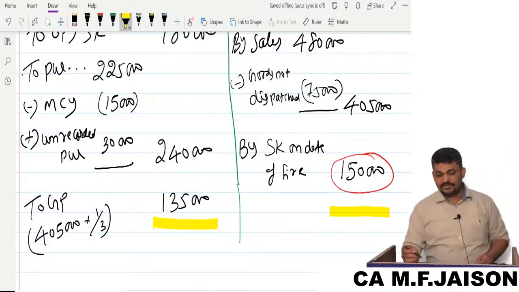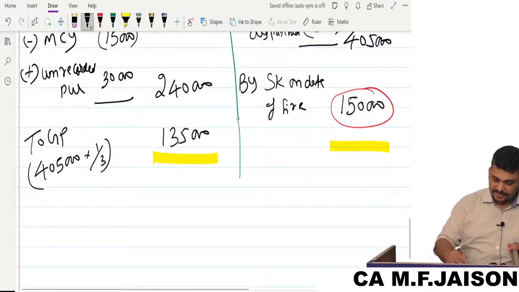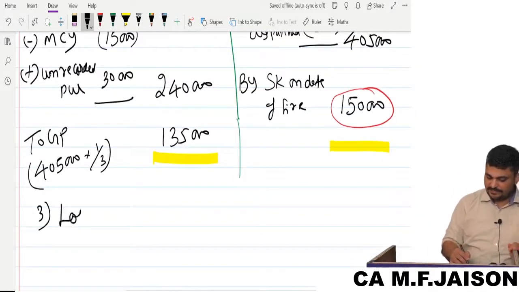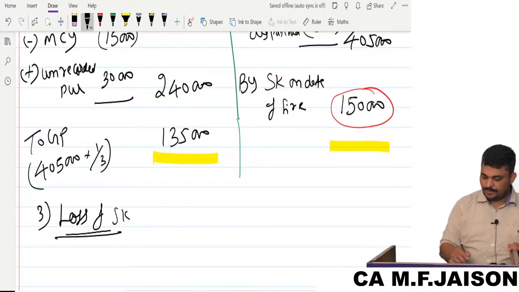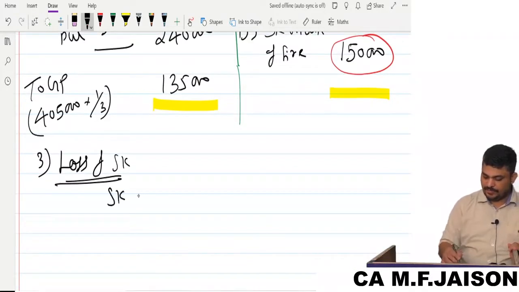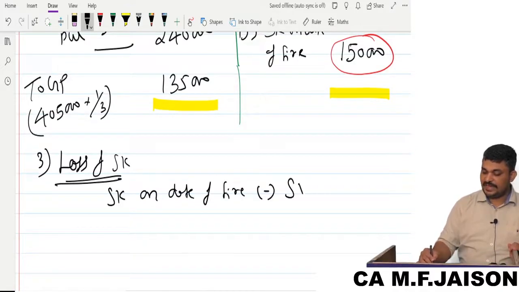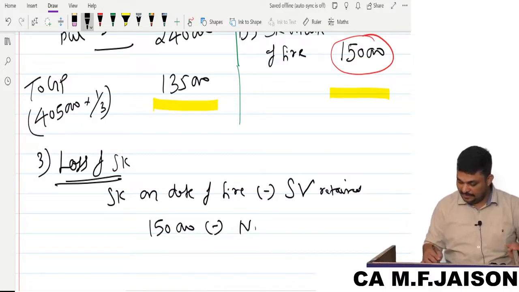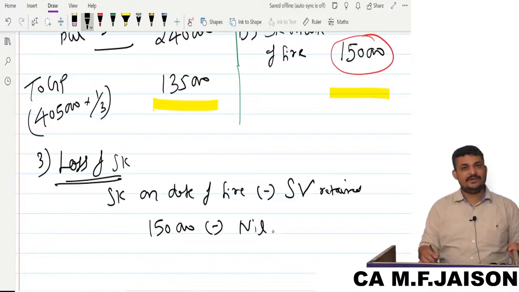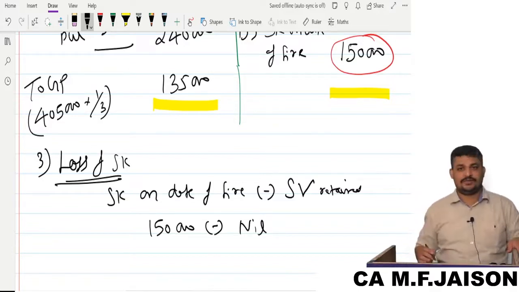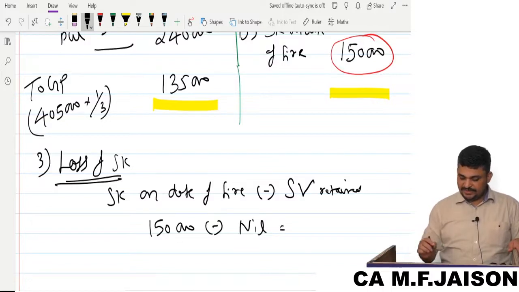Like this, we compute the stock on date of hire, my dear friends. So we have step number 3, loss of stock is equal to stock on date of hire minus salvage value retained, which is equal to 1,50,000 minus nil. Even though we saved some 22,500, we can't take that because it is handed over to the insurance company. So that way we find that 1,50,000 is the loss of stock.